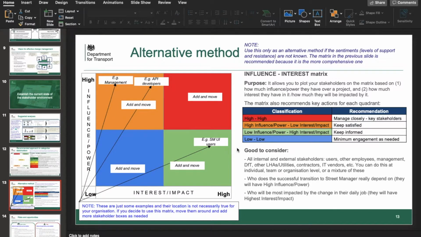So this is someone who's going to be using the websites, whether it's the UI or whether it's API, on a regular basis, and therefore the impact that the change has on them is going to be high. However, they might not have a high influence on the change. Therefore, you can plot them in this quadrant to understand how the change is going to affect them compared to someone, for example, in management.